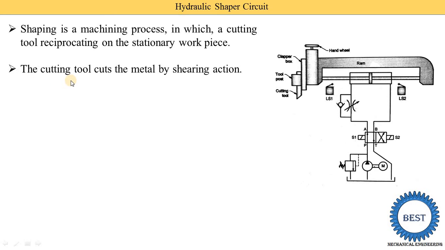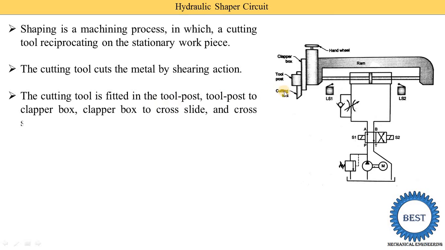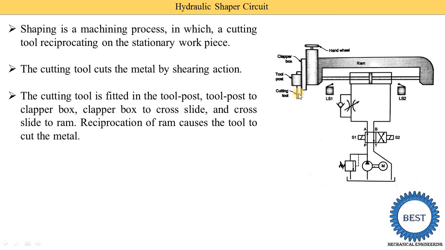You already know that the cutting tool cuts the metal by shearing action. The cutting tool is fitted in a tool post. Here you see this is the tool post, and the cutting tool is mounted in it. This tool post is mounted on the clapper box, the clapper box is mounted on the cross slide, and the cross slide is mounted on the ram. The reciprocation of the ram causes the tool to cut the metal. The reciprocating movement of the ram is also supplied to the cutting tool because all the components are mounted on the ram. So with the ram the cutting tool also reciprocates, and this reciprocation of the ram causes the tool to cut the metal.